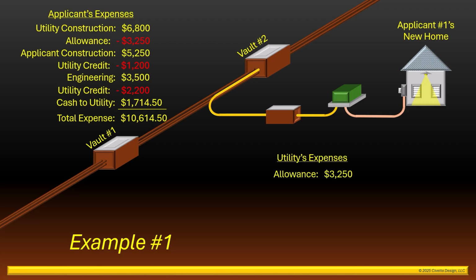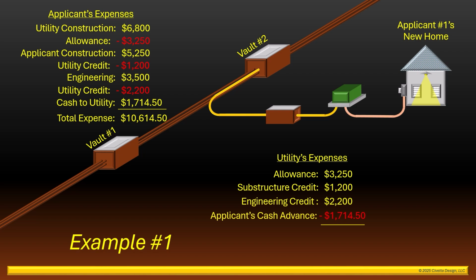$3,250. The credit for the value of the substructures for which they took ownership, $1,200, and the engineering credit of $2,200. They also received a cash payment from the applicant of $1,714.50. Therefore, the utility's total investment in the project was $4,935.50. This is an example of the cost sharing for which Rules 15 and 16 were created.